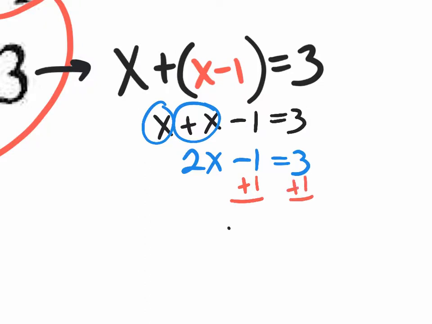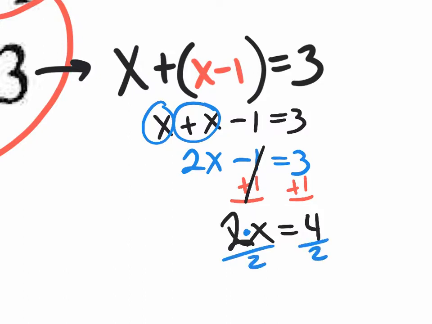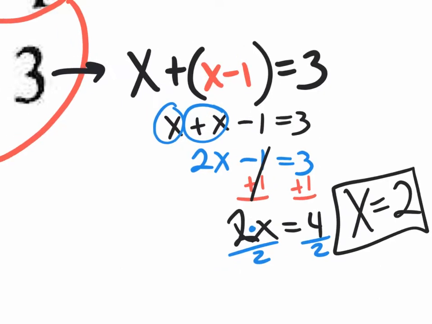I'd end up with 2x equaling 4. So that canceled. 2x equals 4. We need to get rid of the 2, so we divide by 2, which means x equals 2. So that is one answer.